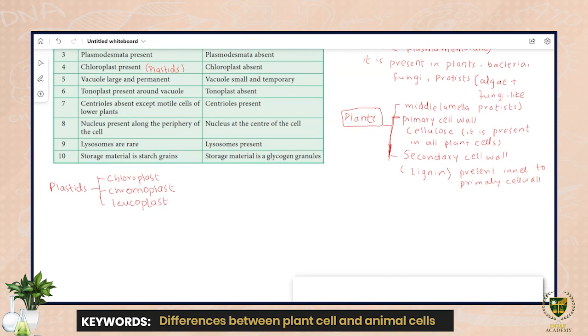Here, all these are present only in the plant cells. Here, the chloroplast, it possesses the chlorophyll. इसका नाम इसलिए क्लोरोप्लास्ट रखा गया है क्योंकि इसके अंदर मौजूद है क्लोरोफिल, और क्लोरोफिल जो है डियर स्टूडेंट, दैट इज अ ग्रीन पिगमेंट जिसकी वजह से प्लांट्स का कलर जो ग्रीन होता है, एंड इट हेल्प्स इन फोटोसिंथेसिस. ठीक है?